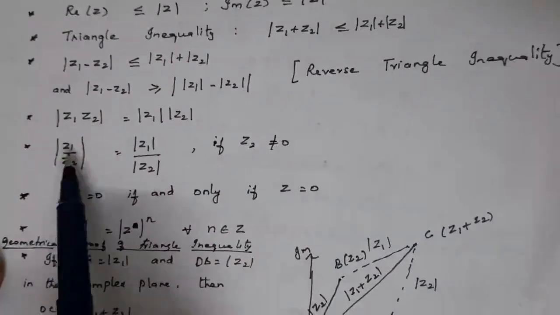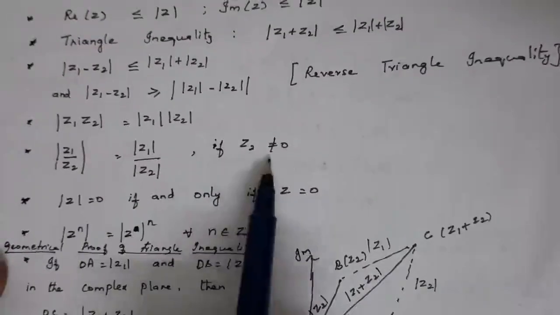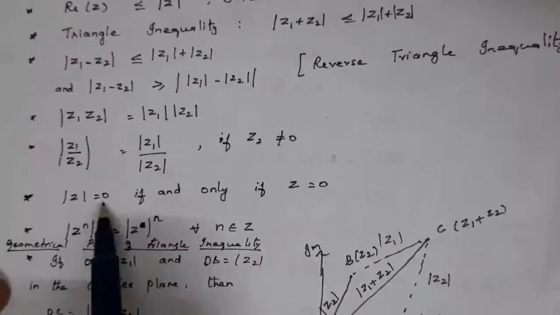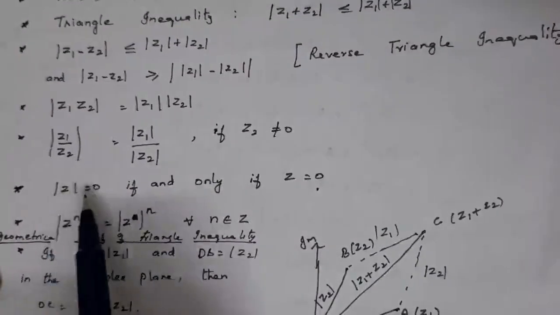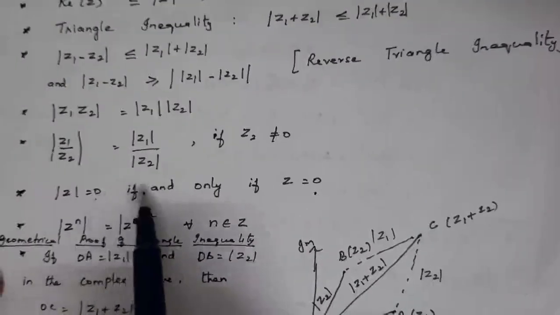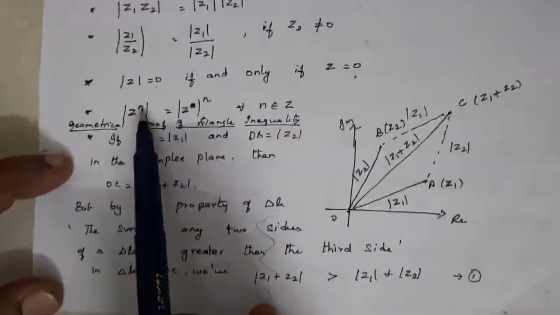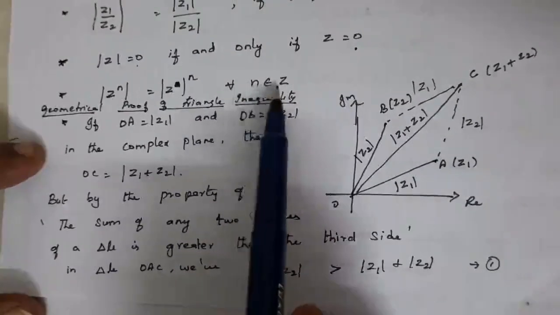Then modulus of z1 by z2 is equal to mod z1 by mod z2, where z2 is not a zero complex number. Then when will modulus of z be 0? If and only if z is a zero complex number. Otherwise, modulus of z won't be 0, as it represents a distance from the origin. Then modulus of z to the power n is equal to mod z to the whole power n, for every natural number n.